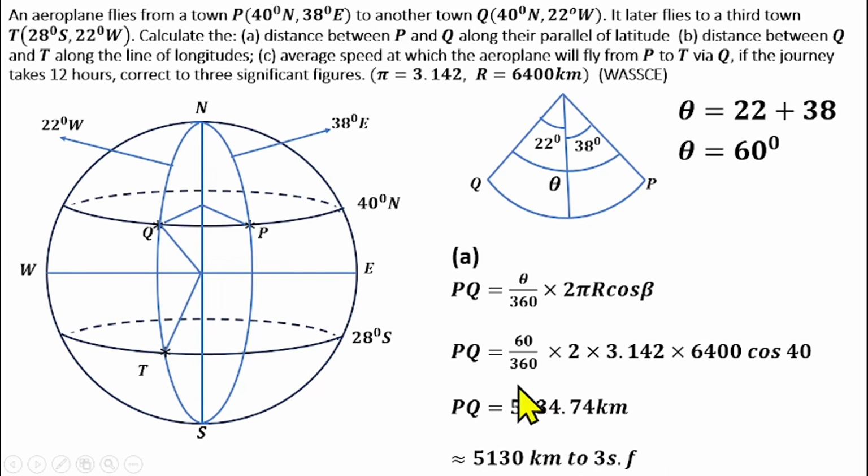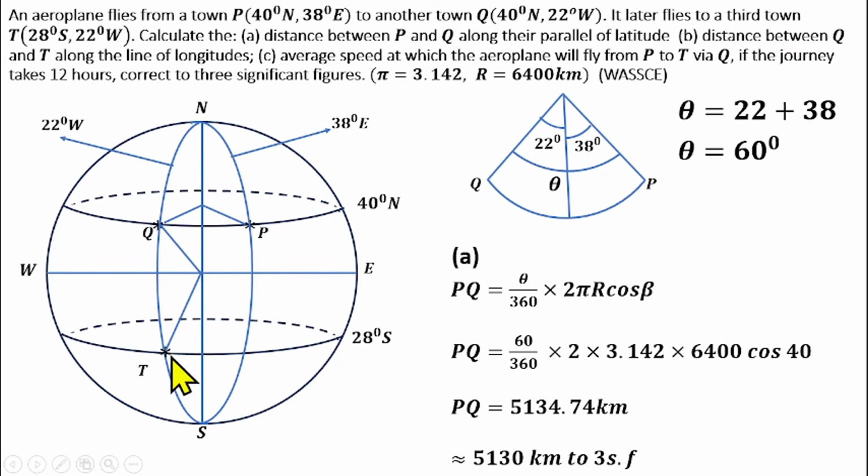So I want you to note down the distance of PQ because you're going to use it to find the average speed. So note it down somewhere. Note the distance between P and Q. So let's find the next question, which is the distance between Q and T.